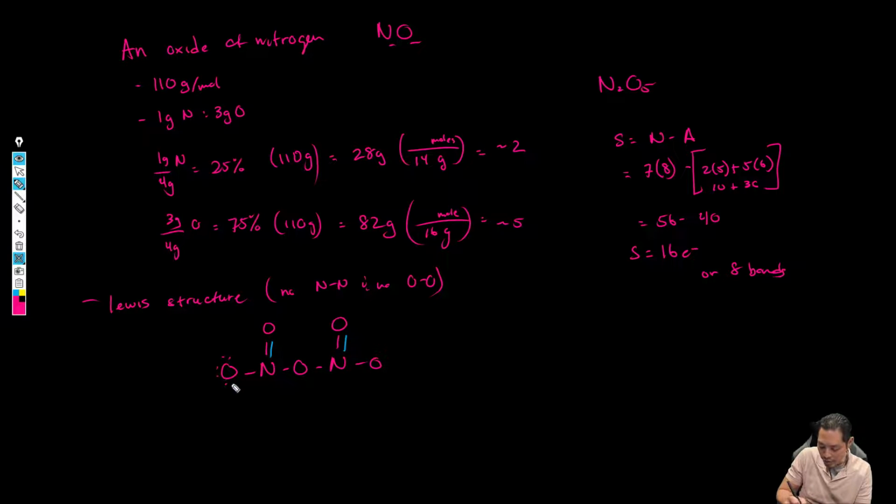1, 2, 3, and so on up to 24. So 24 lone pairs and then 8 bonds. So 24 plus 16 gives me 40, and that's the number I have. So I have the right number. There is our Lewis structure of N2O5.